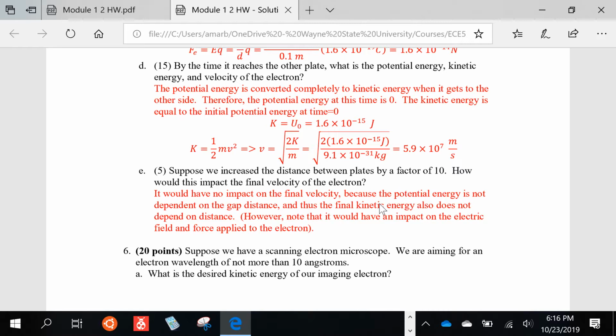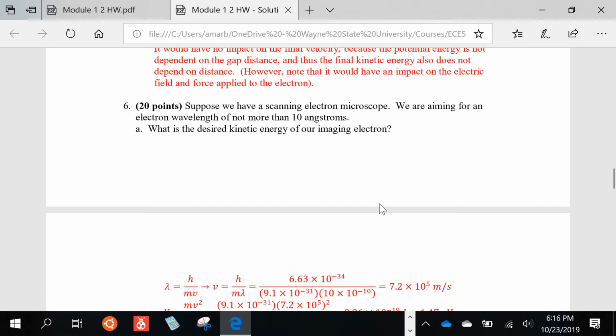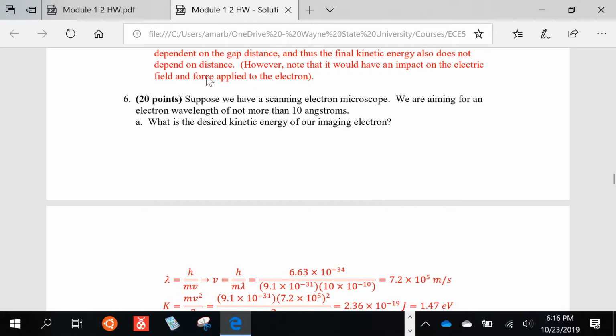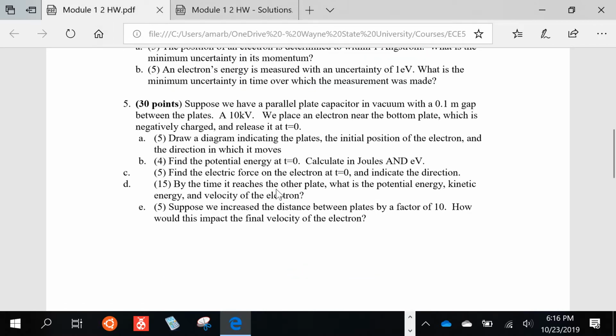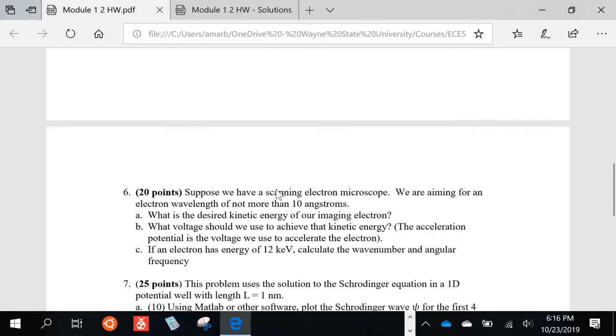So that's the difference. When we're talking about potential energy and kinetic energy, it depends on the voltage. All right. Okay, so that was about key concepts in this problem 5.